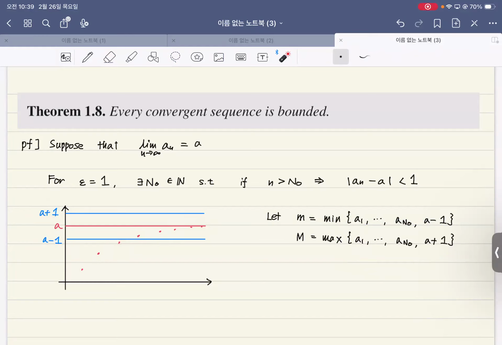That means before this point, I only have finitely many terms. For these finitely many terms, you choose the greatest one between a plus 1 and these terms, and you choose the least one between a minus 1 and these finitely many terms. Then every term in this sequence must be bounded by small m and large M. The terms beyond this point are known to be bounded by a minus 1 and a plus 1, so all we need to do is find the greatest one among these finitely many terms and compare with a plus 1 and a minus 1. Then all the terms in this sequence are bounded by small m and large M.